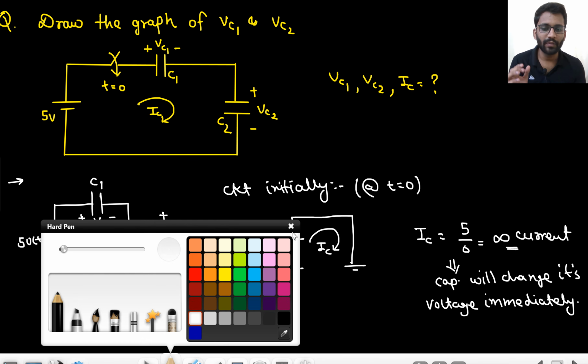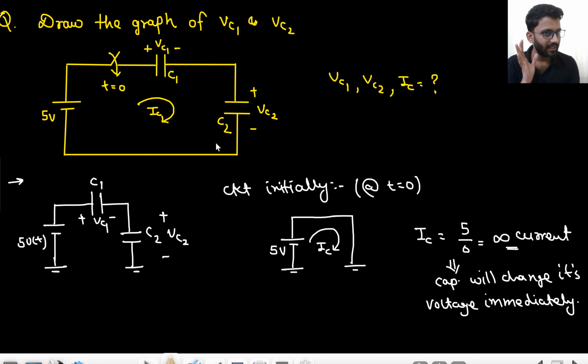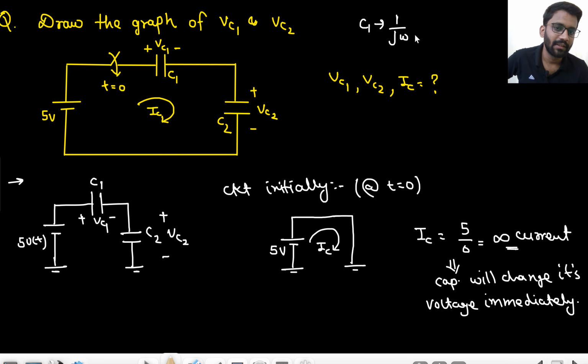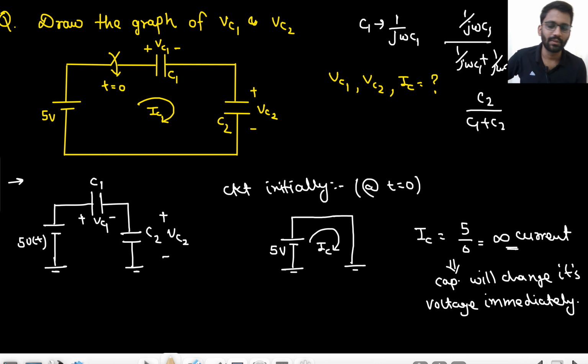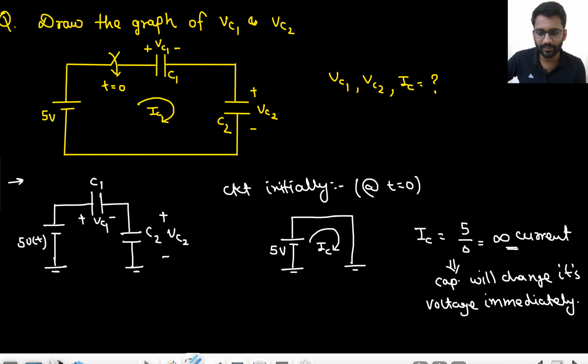Since both of them are connected in series, both will have the same current. That means both will have the same charge, right? So we divide the voltage in inverse proportion, using the impedance provided by the capacitance, which is 1 by j omega c. If we divide it in inverse proportion, it would be 1 by j omega c1 upon 1 by j omega c1 plus 1 by j omega c2. So it comes out to be c2 upon c1 plus c2, right? Just like resistors, we can divide it, right?